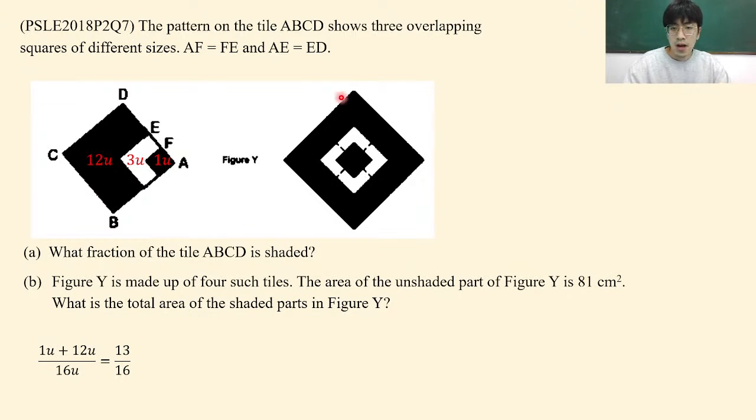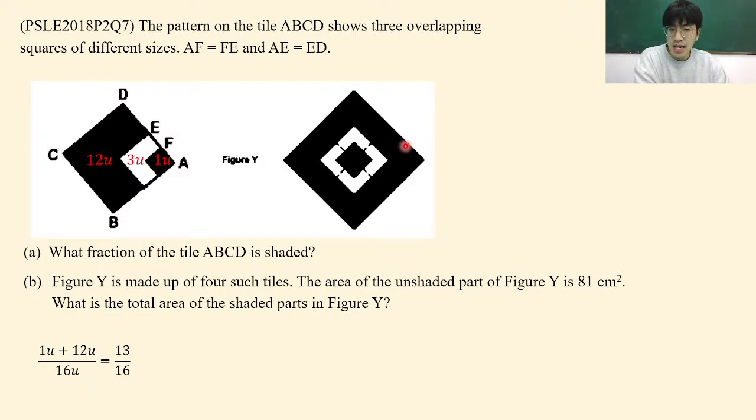Now moving on. For the next part, figure Y. Figure Y is made up of 4 such tiles. So if we use 4 of these tiles, we can put them together to form this figure Y on the right. Now, given that the area of the unshaded part of figure Y is 81 centimeters squared, what is the total area of the shaded part? These squares and then this ring-like shape combined. What is the area of the shaded part?